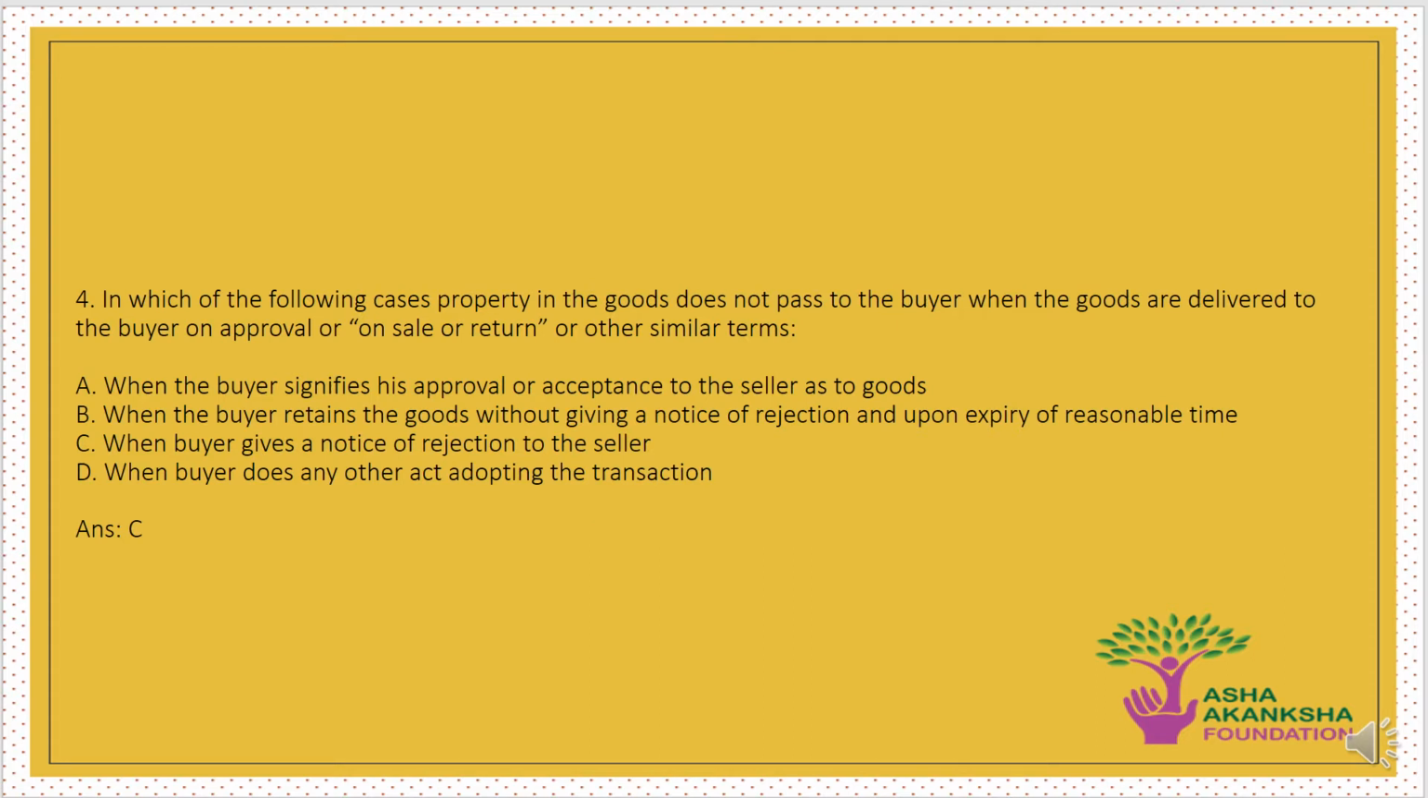The next question is, in which of the following cases does property in the goods not pass to the buyer when the goods are delivered to the buyer on approval or on sale or return or under other similar terms? Options are A. When the buyer signifies his approval or acceptance to the seller as to goods. B. When the buyer retains the goods without giving a notice of rejection upon the expiry of the reasonable time. C. When the buyer gives a notice of rejection to the seller. Or D. When the buyer does any other act adopting the transaction.